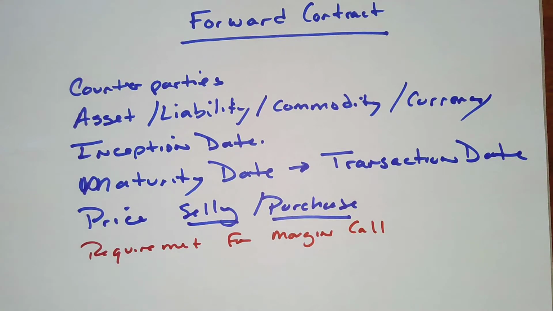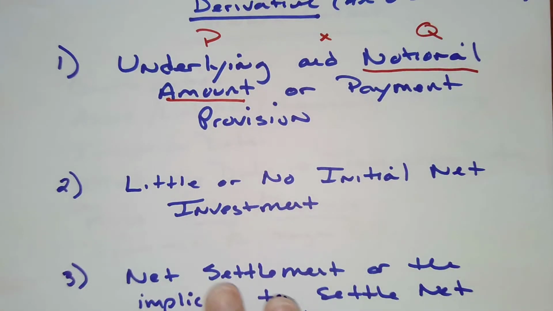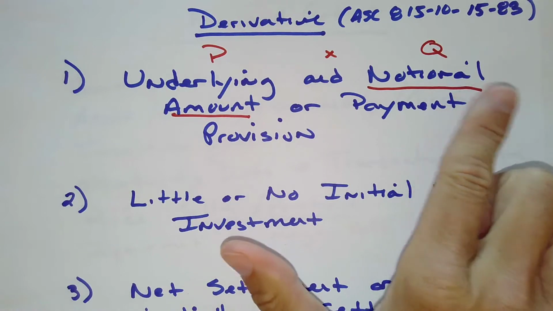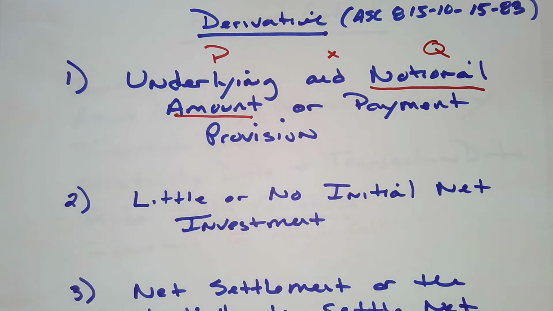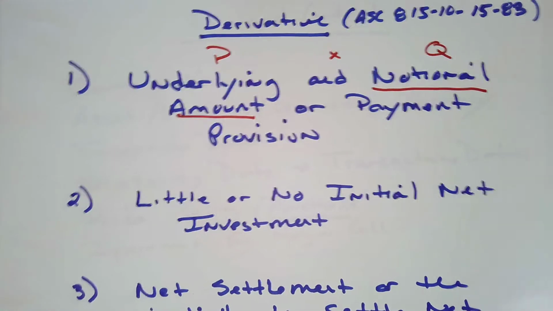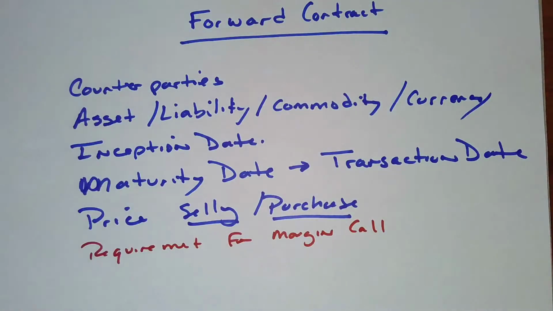So let's think about, does this forward contract conform to our 3 criteria, right? So we want to make sure that we're at least conforming to the 3 criterion as we establish those 3 criterion. And if you recall the 3 criterion, we've got to make sure that we have an underlying and a notional amount, or a payment provision if there's not a notional amount, little or no initial investment, and net settlement, or the implicit ability to settle net in cash. So just remember, just kind of reminding us what that is. So what do we got here?